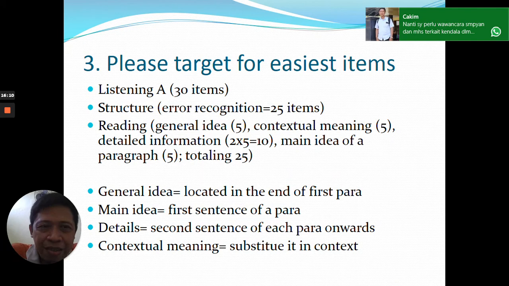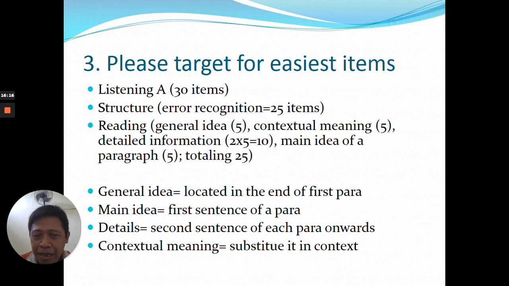Why? Because the general idea in academic essays, most of them are academic, popular academic, not personal. General ideas are always located in the end of the first paragraph. So that's very easy. Look at the end of the first paragraph, then that's actually the general idea.